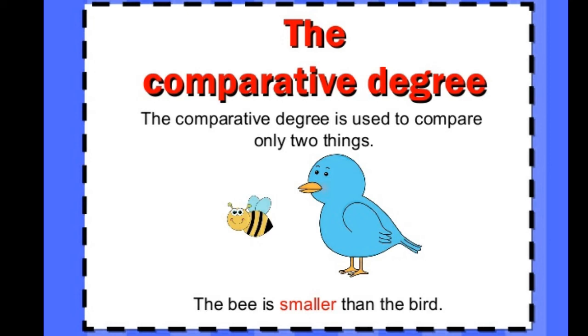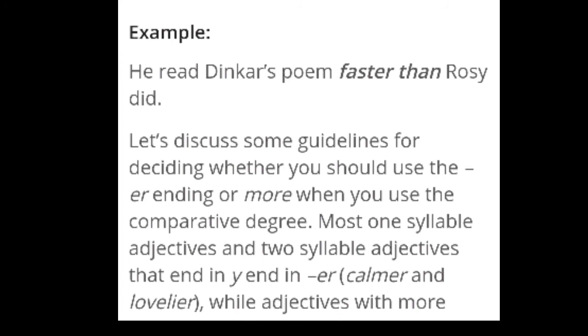Typically, you will use the comparative degree in association with than. For example, he read Dinkar's poem faster than Rosie did. So note that the adjectives that end in er should be listed before the adjectives that use more. She is smarter, smaller and more beautiful than Kylie is.